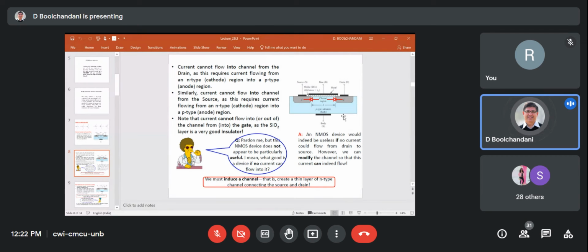So it would be really useless if no current can flow from drain to source. However, we can modify the channel so that this current can indeed flow. So what we need is a channel between the source and drain region. So what we do, we must induce a channel, that is, create a thin layer of N-type channel connecting source and drain. Then only this is useful.